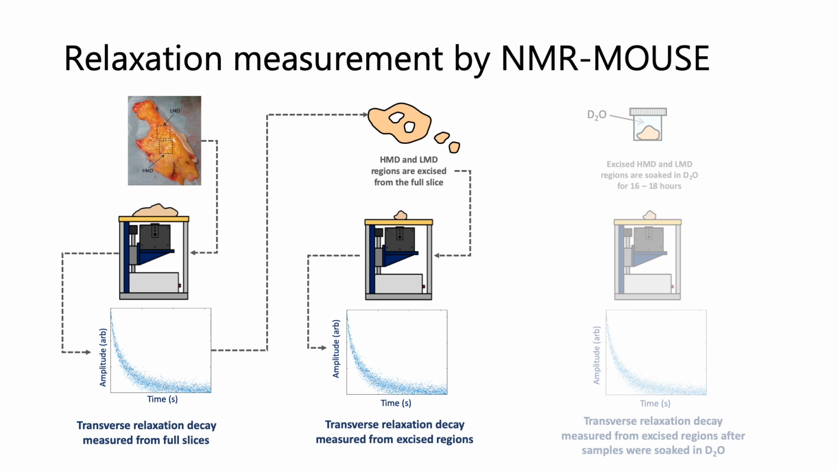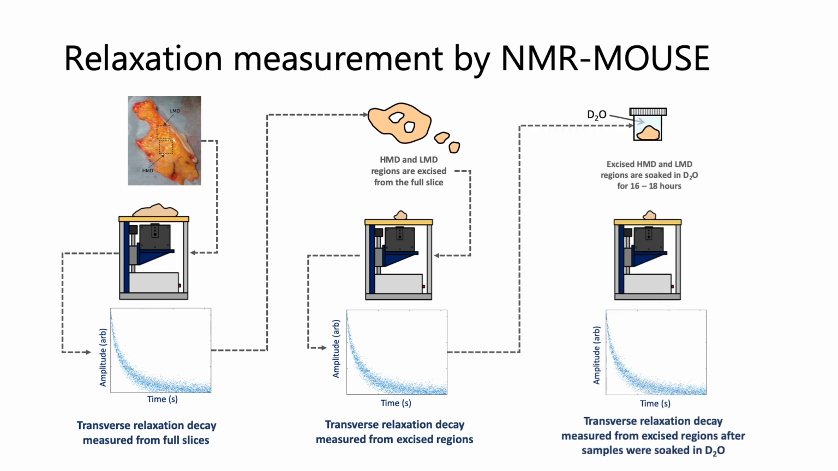After that, these excised regions were soaked in deuterium oxide or heavy water for 16 to 18 hours to replace all the water inside the tissue with heavy water. After that, these samples were again placed on top of the NMR-MOUSE and a transverse relaxation decay was obtained in each case.